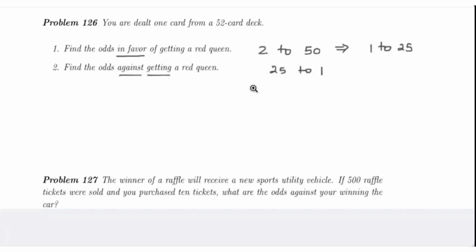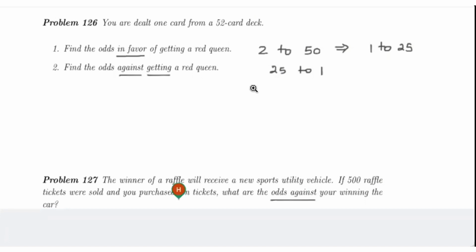Okay, so we have an SUV raffle. 500 tickets were sold. You purchased 10 tickets. You bought 10 of these, okay? What are the odds against you winning the ticket? So how many are not winning, and how many are winning?